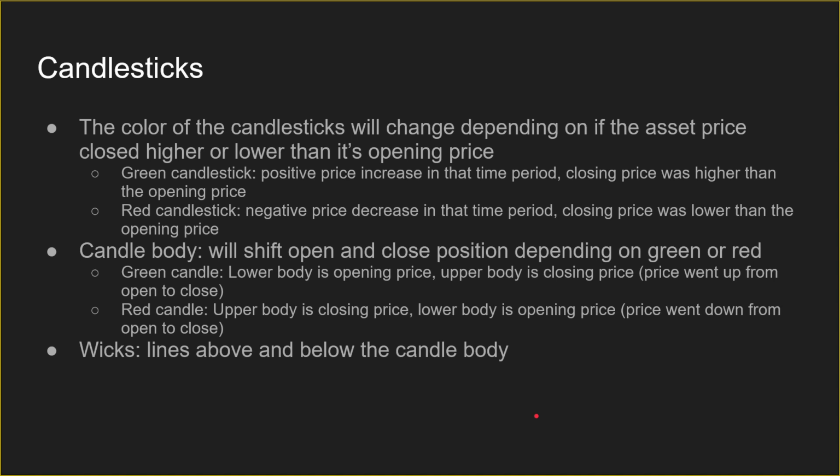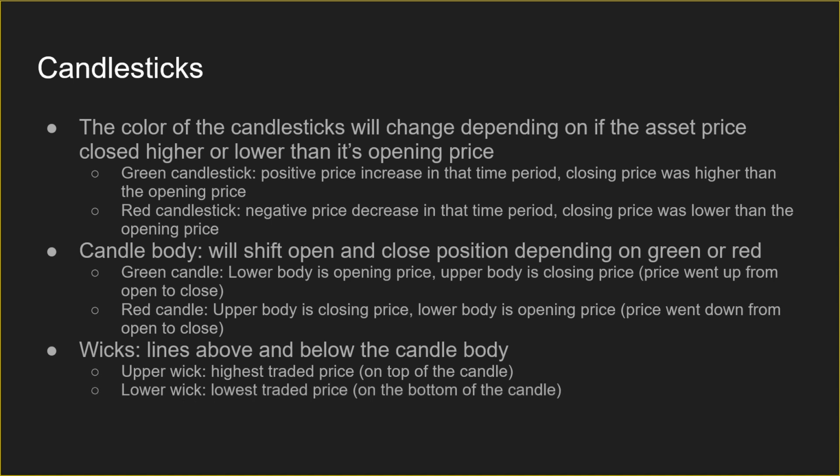Now, in regards to wicks, wicks are these lines above and below the candle body. We have the upper wick, which is the highest traded price, on top of the candle. And we have the lower wick, which is the lowest traded price, on the bottom of the candle below the body. And this is the same whether it is a red or green candle.